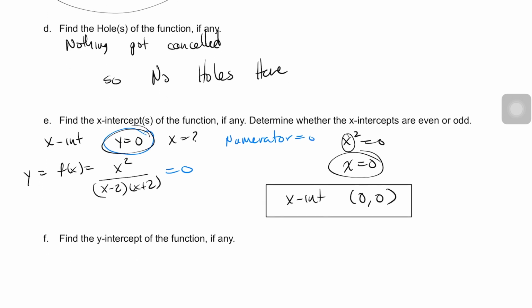Now, how do we determine whether this is even or odd? We look at the power. We look at the power of this 0, which happens to be 2. 2 is an even number, then that means this is even. Now, if this power would have been 3, then 3 is an odd number, and so this 0 would have been an odd.